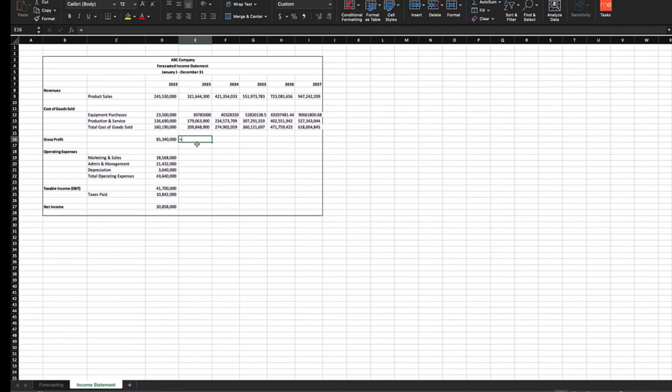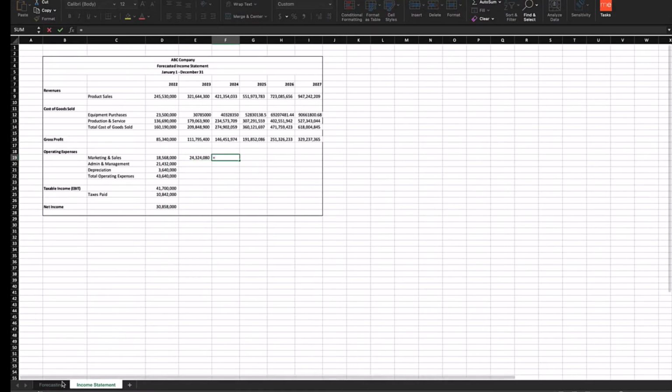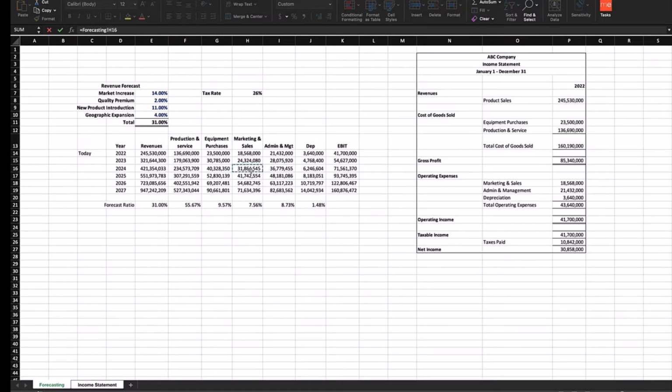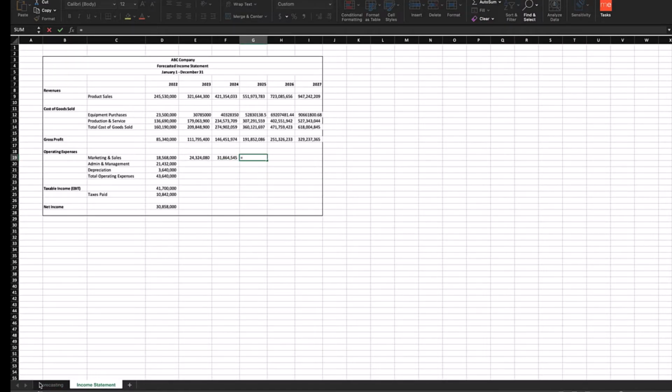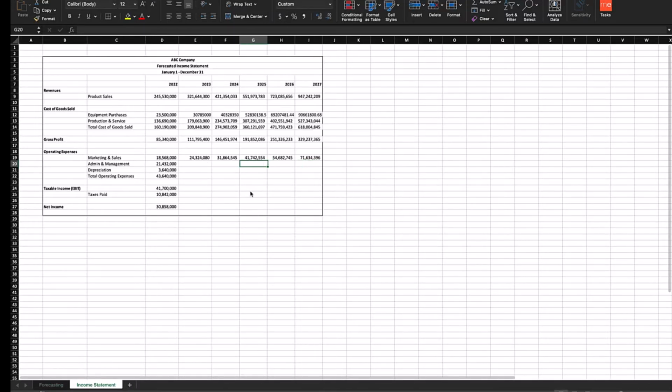So now we can get a gross profit, which is essentially just our revenues minus our cost of goods sold. And we can see that that's the case here as well for the first year. And we can drag that across. Now we have a gross profit for 5 years. Now we can bring over marketing and sales for year 2. And we can do the same thing we did above down here. And then we can do this for admin.